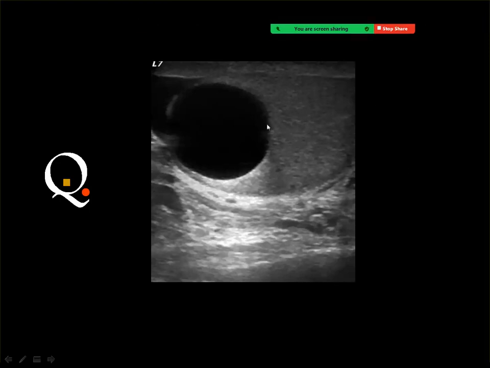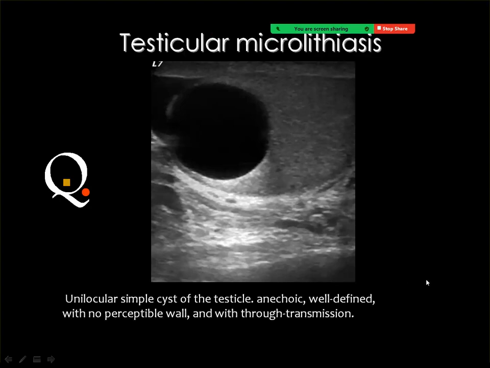And this is a simple cyst, and the test is showing all the criteria of simple cyst anywhere in the body, with acoustic enhancement and hypoechoic or anechoic content, very thin paper-thin wall, and no internal septations, no calcifications, and no mural nodules. And the testis can show.